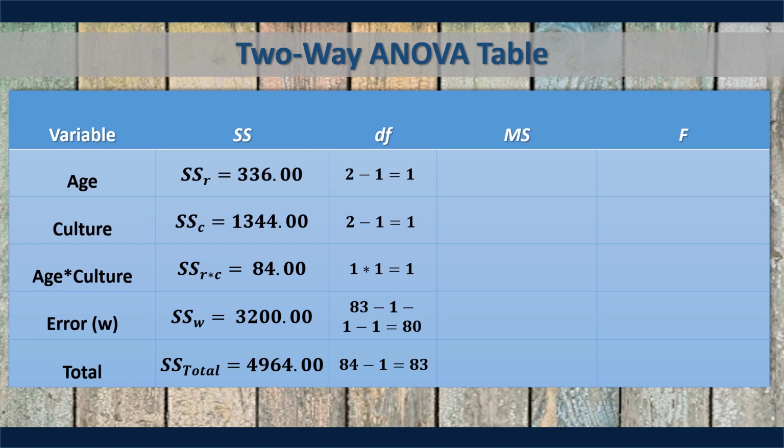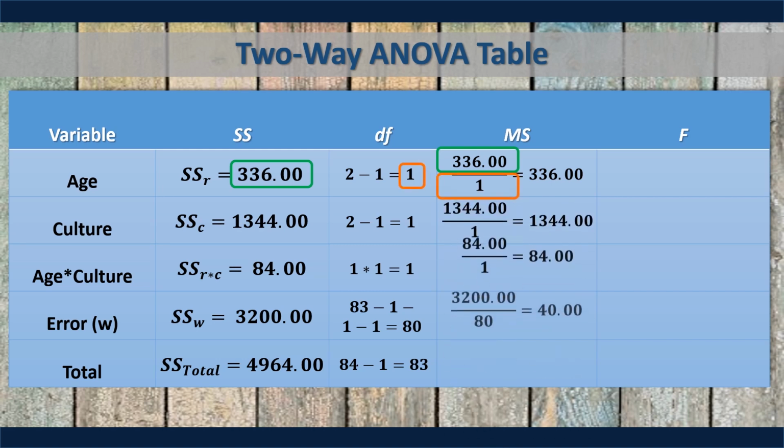The next step is to calculate the mean squares for age, culture, the interaction, and within group variance. Recall that the mean squares is calculated by taking the sum of squares for that line and dividing it by the degrees of freedom for that line. We do this for all lines except for total.